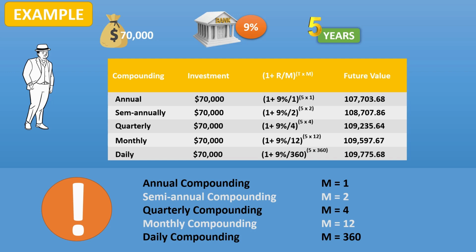In case of daily compounding, M is equal to 360. So, we will divide the interest rate by 360 and then take the exponent by multiplying 5 years by 360. Then we will multiply the compounding factor with investment to get the future value of $109,775.68. Up till now, we have learned future value using simple interest and different compounding cases.